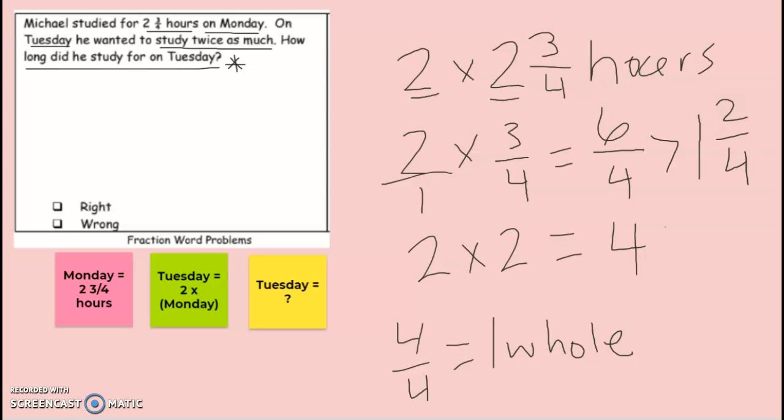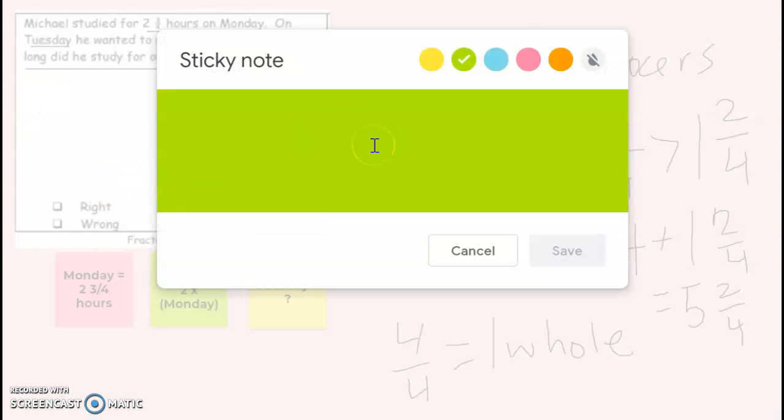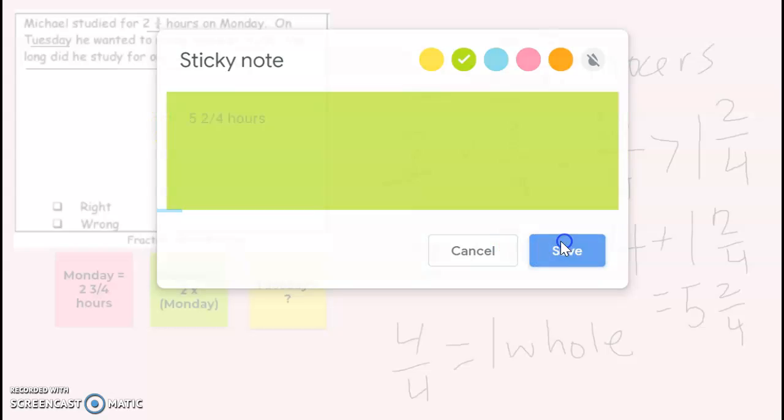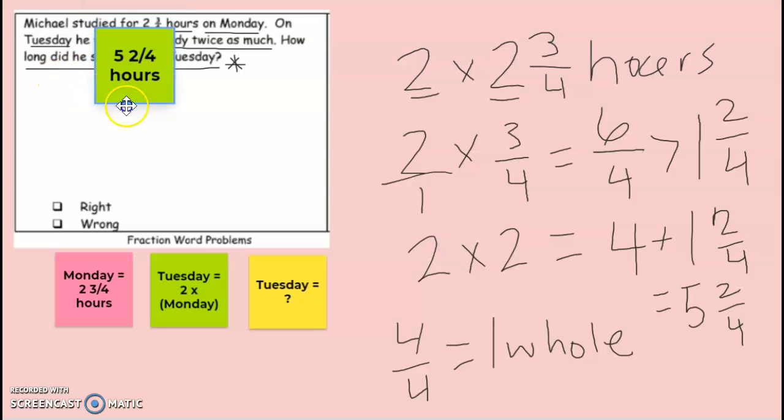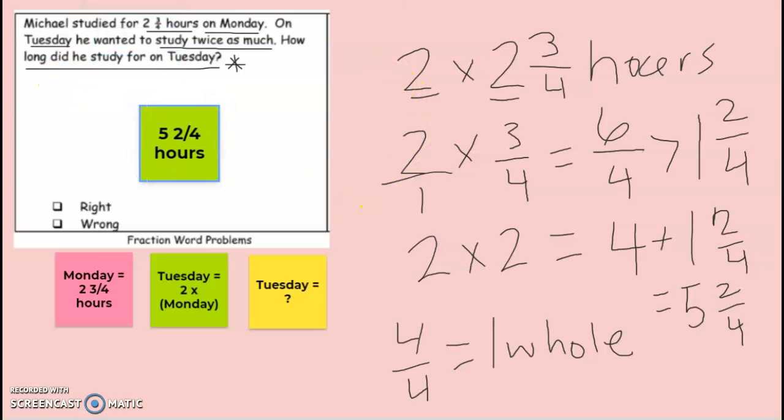And then I'm just going to add that. So 4 whole plus 1 2/4. And that's going to give me the total of 5 whole hours and 2/4 of an hour, 5 2/4 hours. I'm going to write that here in a sticky note. The answer is 5 2/4 hours. Okay, that's your answer. So check it off if you got it right.